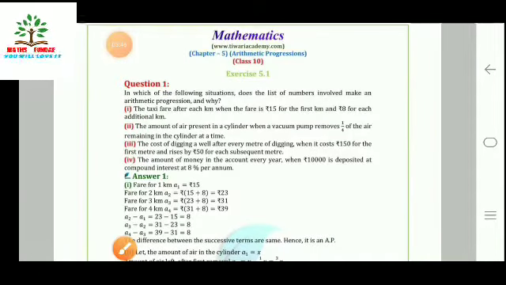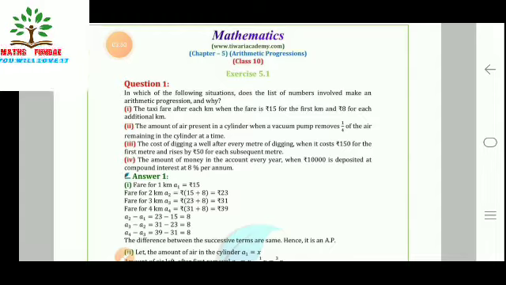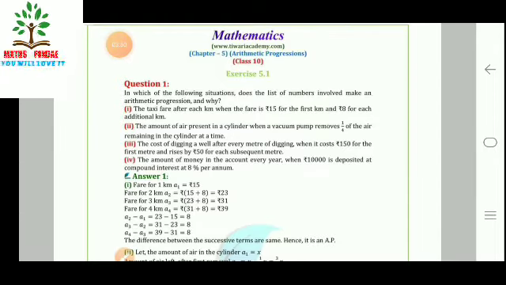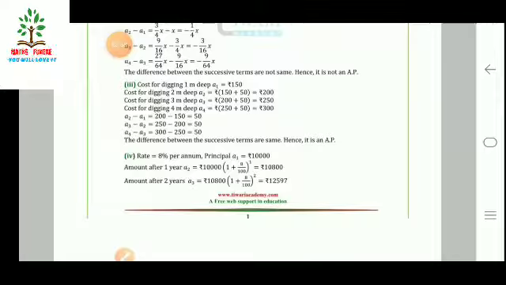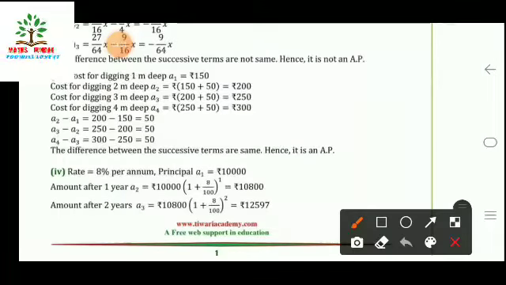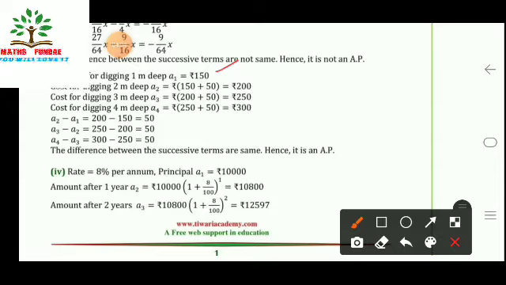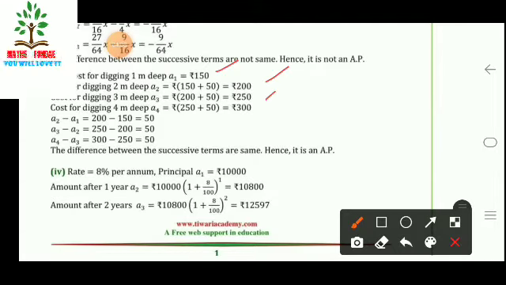Okay, so before solving the question, look at the question itself. The cost of digging a well, after every meter of digging, costs rupees 150 for the first meter and rises by rupees 50 for each subsequent meter. So now looking here, for the first meter it is rupees 150, for the second meter it is 150 plus 50, that is 200, for the third it is 200 plus 50, that is 250, and for the fourth it is 250 plus 50, that is 300.